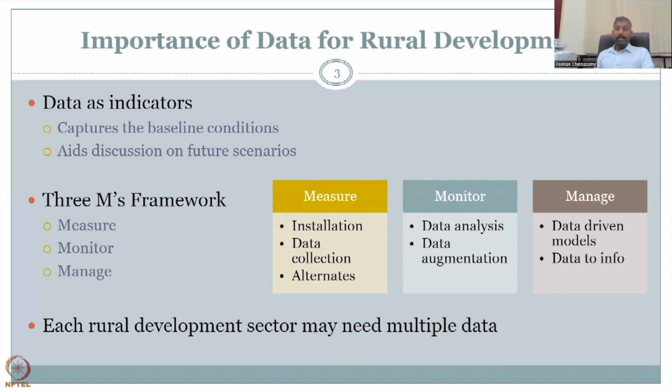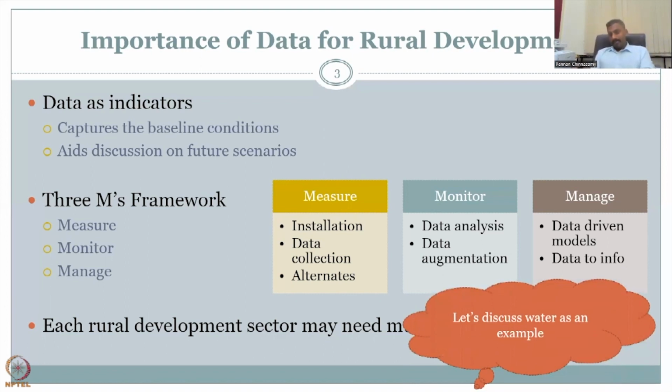For example, health. The newborns in rural villages, some of them are malnourished. And how do you assess their malnutrition? By assessing their body weight to height and body mass. That is not appropriate to be used for rainfall, for example. So each rural development sector may need multiple data, not one or two. Sometimes the data overlaps, like water availability or storage for food, etc.